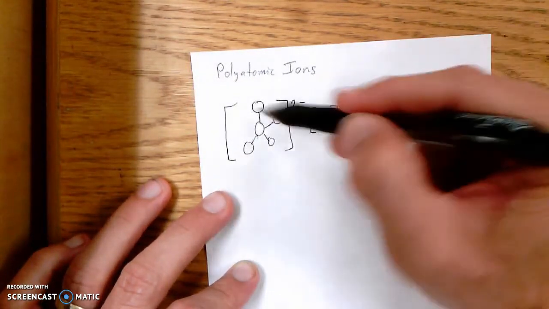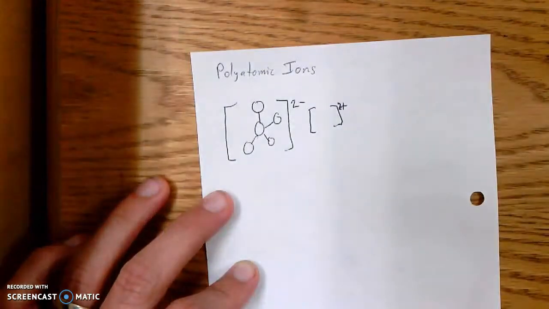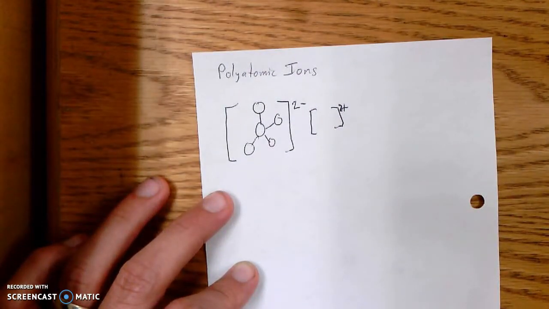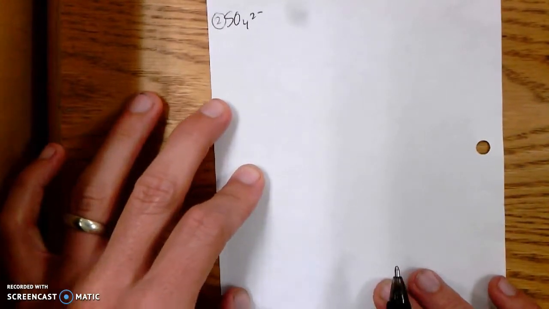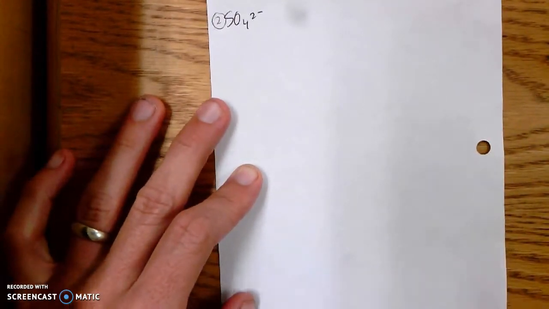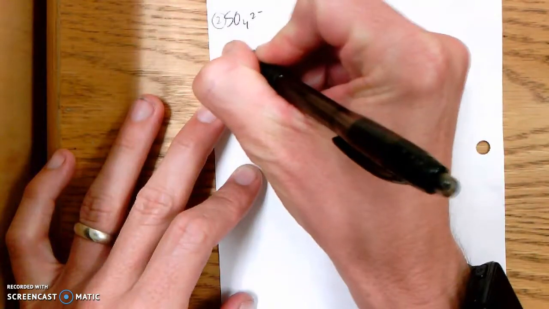But the ionic compound has a polyatomic ion that's held together by covalent bonds, and we're going to draw the Lewis structure for some polyatomic ions. So we're going to do the sulfate polyatomic ion, SO4 2 minus. You can write that down on your paper. First thing we do is find the number of valence electrons.